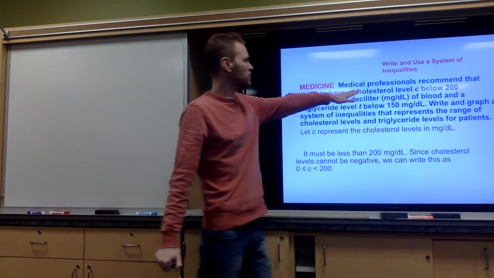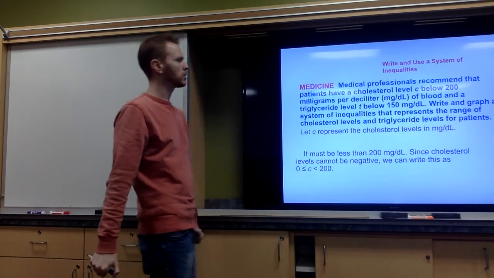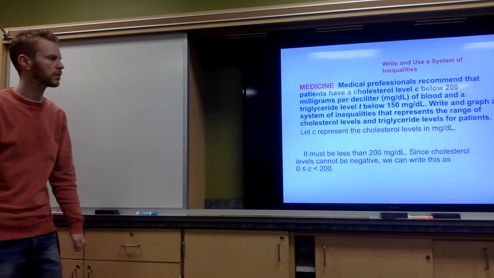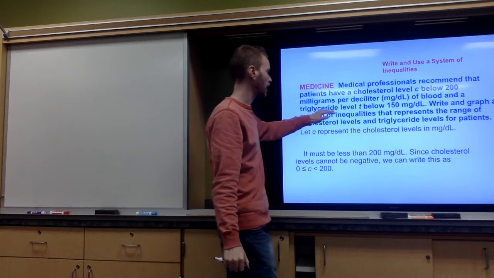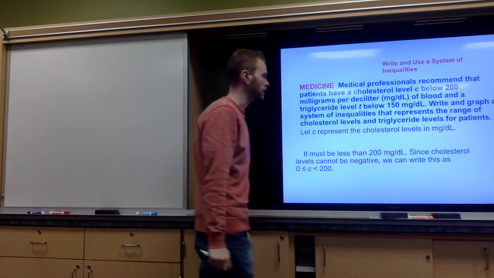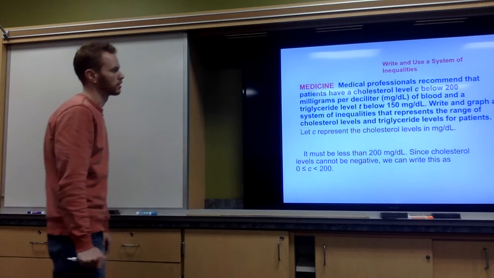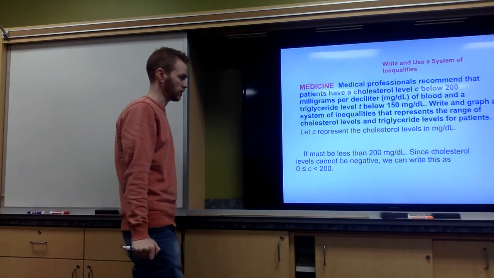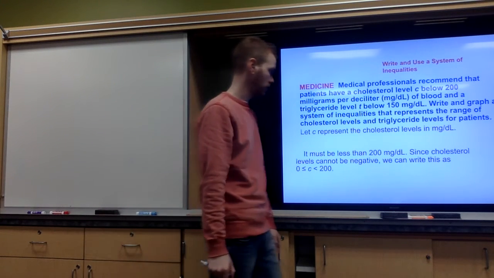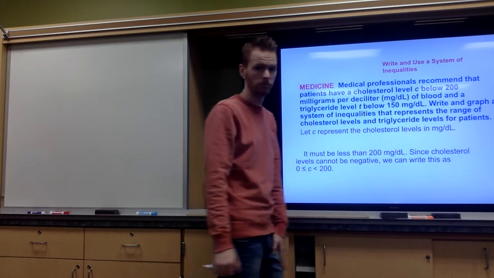Okay, medical professionals recommend that patients have a cholesterol level below 200 milligrams per deciliter of blood and a triglyceride level below 150 milligrams per deciliter of blood. Write and graph a system of inequalities that represents the range of cholesterol levels and triglyceride levels for patients.